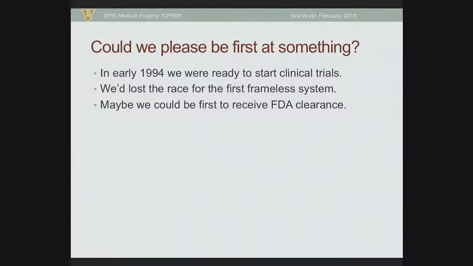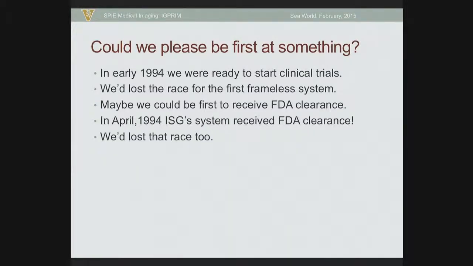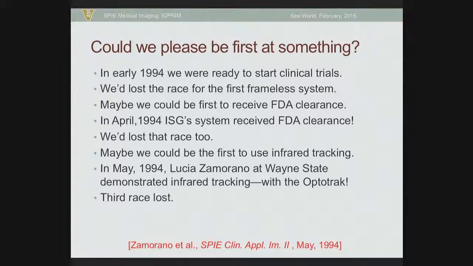We're ready to start. We lost the race for the frameless system already. That went to Dartmouth. Maybe we could be the first to get FDA clearance. It's 1994. It's early. Well, in April, we lost that race because ISG's system in Toronto got FDA clearance that year, so that was over. Maybe we could be the first to be infrared. Okay, do that. Bob Galloway pointed this out to me. For years, I thought we were first at it. Turns out that in May, that was done at Wayne State using an optic track, for goodness sakes. So we lost that race too. Maybe we could be the first under the 1 millimeter hurdle.